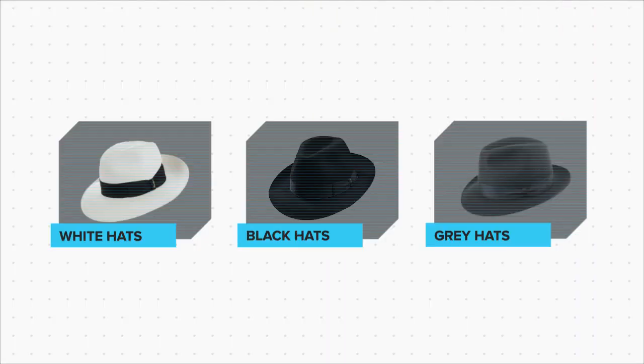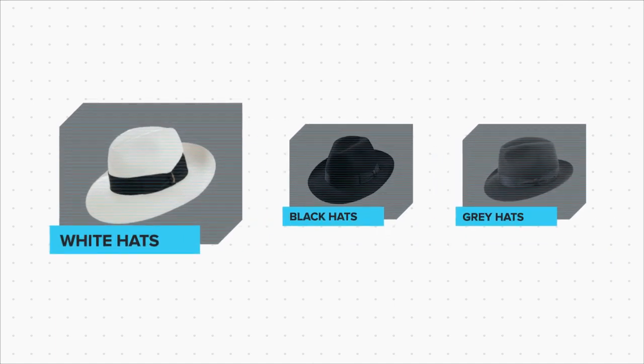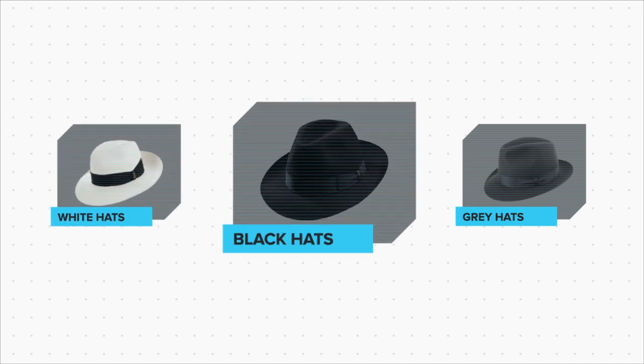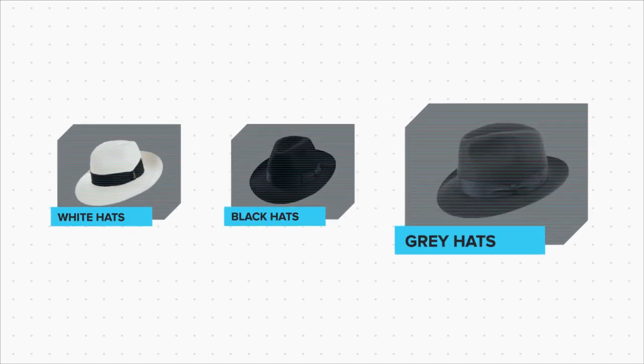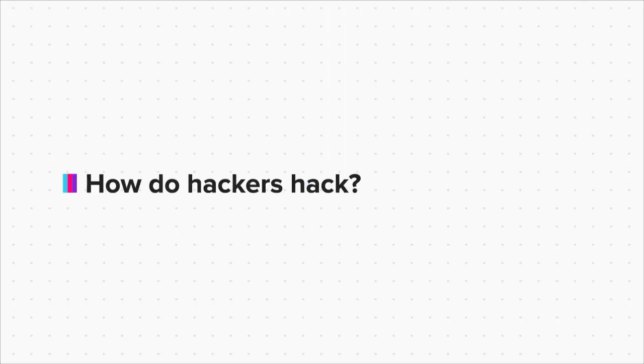So, we have learnt about the three types of hackers in the previous topic. The white hats, who are our security experts, the black hats or the bad guys, and the grey hats, who are a little bit of both. Now, the next question that comes to mind is, how do these hackers hack?